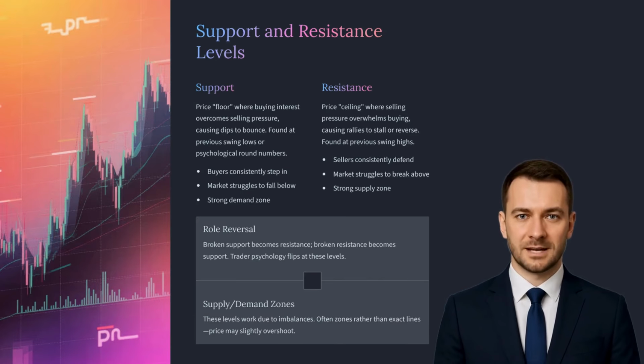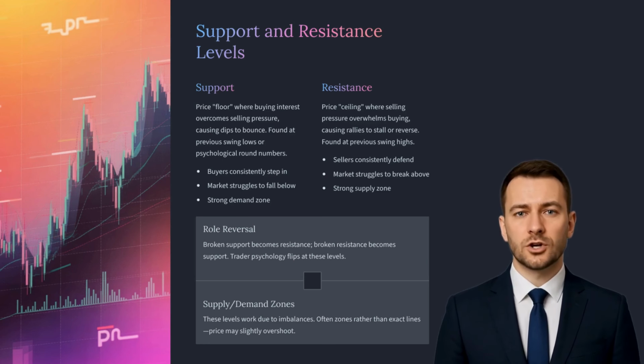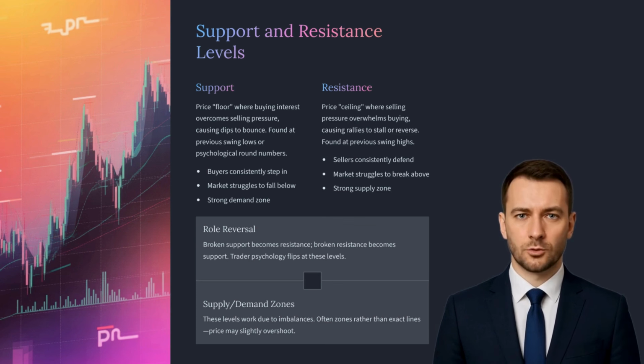Another core concept of price action trading is identifying support and resistance levels on the chart. These are horizontal price levels or zones where the market has shown a tendency to stop and reverse due to concentrated buying or selling pressure.